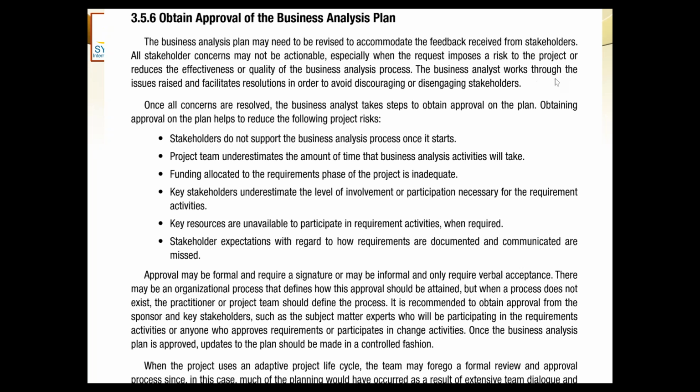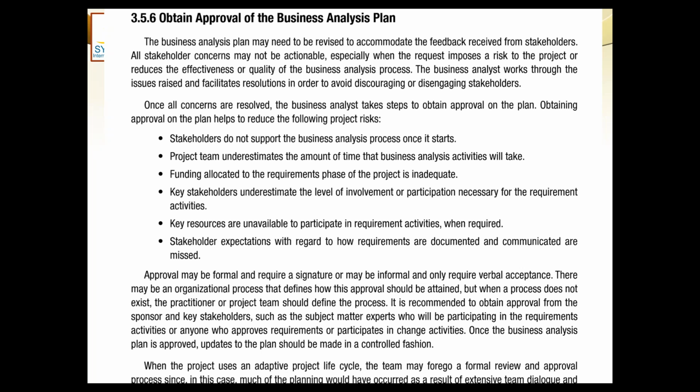Business analyst works through the issues raised and facilitates resolution in order to avoid discouraging and disengaging stakeholders. Stakeholders must not be discouraged. Stakeholders must not be put off. They must remain engaged with the work. They must be your partners in this whole issue. Once all concerns are resolved, the business analyst takes steps to obtain approval on the plan.